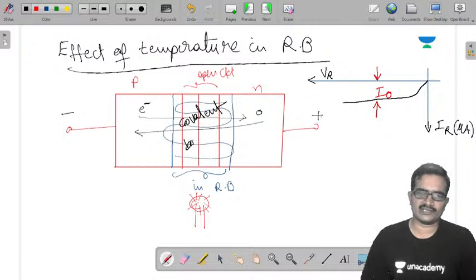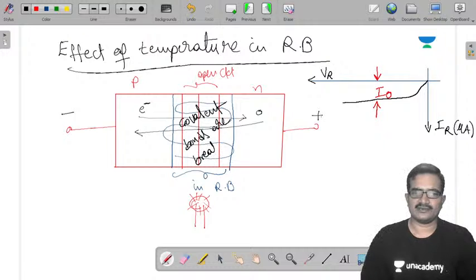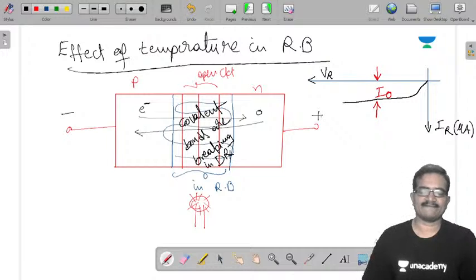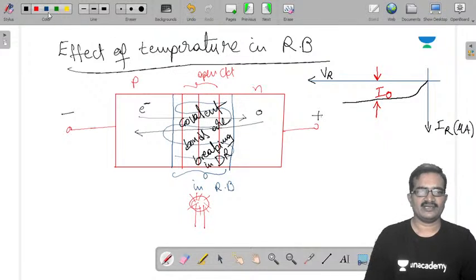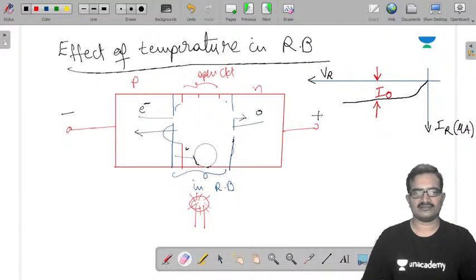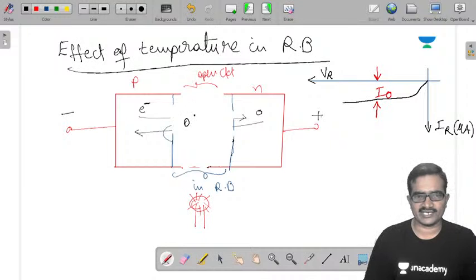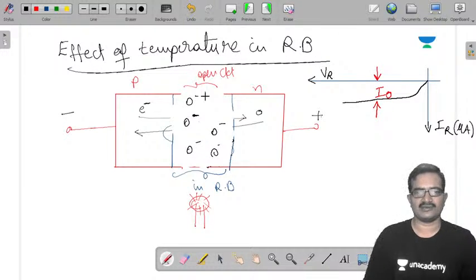So here covalent bonds are breaking in the depletion region. Once covalent bonds are breaking, new electron hole pairs are generated. So in this region now I have plenty of broken covalent bonds. Once temperature increases, new electron hole pairs are generated. This is the hole and electron, hole and electron, hole and electron.